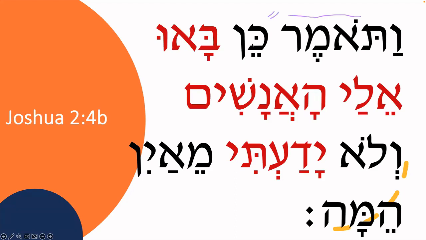And here's what she said. She said, Ken ba'u. All right, so this one right here comes from a vocabulary word we had, bo, to come or to go. He came. Nice. He came, or to go. Yeah, you're good with that. It can work either way. But in this case, it would be he came.